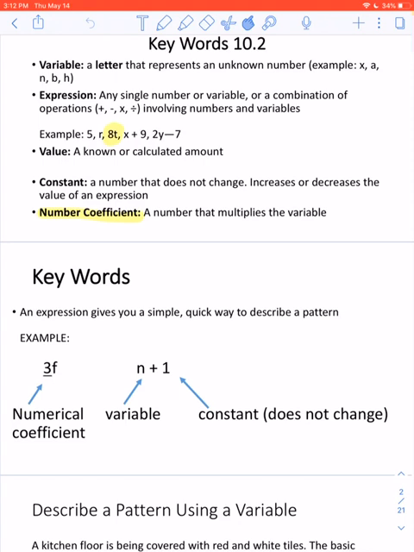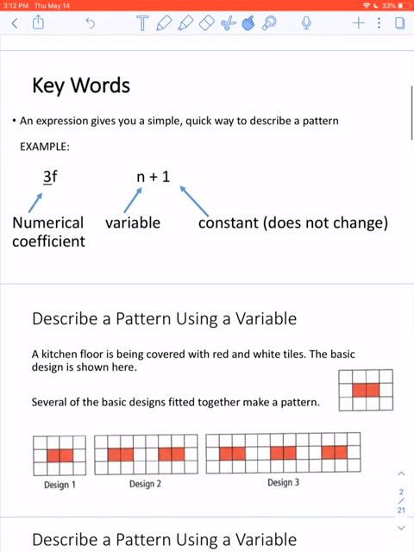So here is me breaking it down a little bit further, okay? So here we've got an example of a numerical, which is the same thing as a number coefficient. That's the 3, okay? The variable here is n. In this one, the f is the variable. It stands for an unknown number. And the 1 is the constant because it does not change. So we will use these terms a little bit more as we go through the lesson, and they will become more familiar to you.